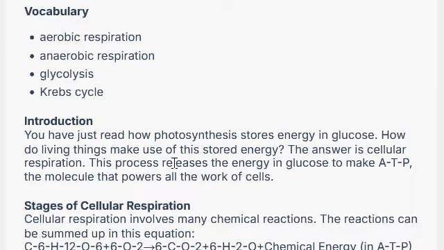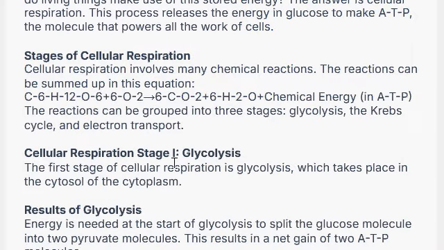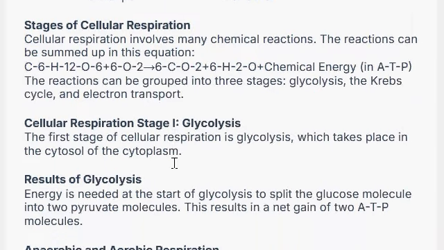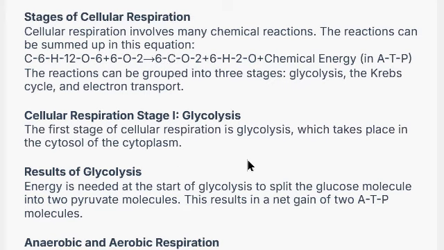Stages of cellular respiration. Cellular respiration involves many chemical reactions. The reactions can be summed up in this equation: C6H12O6 plus 6O2 yields 6CO2 plus 6H2O and chemical energy, in ATP. The reactions can be grouped into 3 stages: glycolysis, the Krebs cycle, and electron transport.